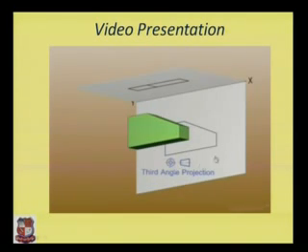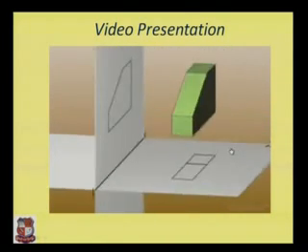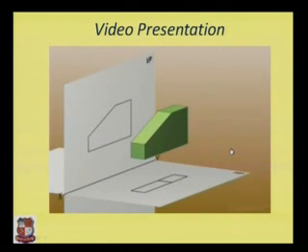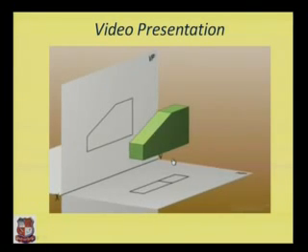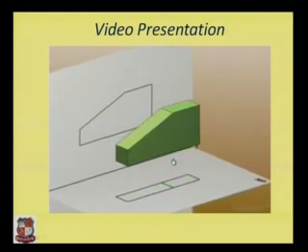This is the symbol of the third angle projection method, and this is the first angle projection method. Here it shows the object is above the horizontal plane and in front of the vertical plane in the case of the first angle projection method, which is in the first quadrant. It is a front view.